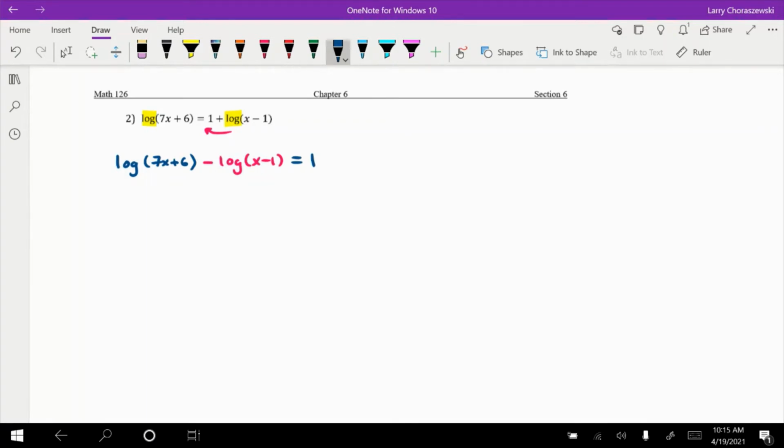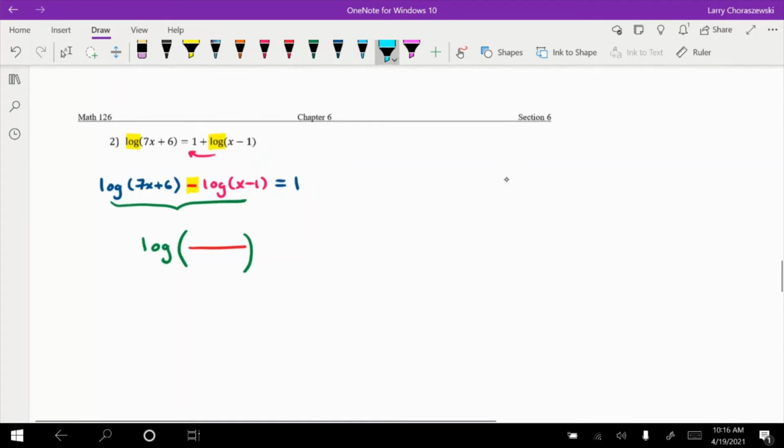So we have multiple logs on the left-hand side. Notice the operation between them is subtraction. So if we do want to condense this into a single log, which we do want to do, what should we do with the arguments? Should we multiply them together or divide them? Right. You got it.